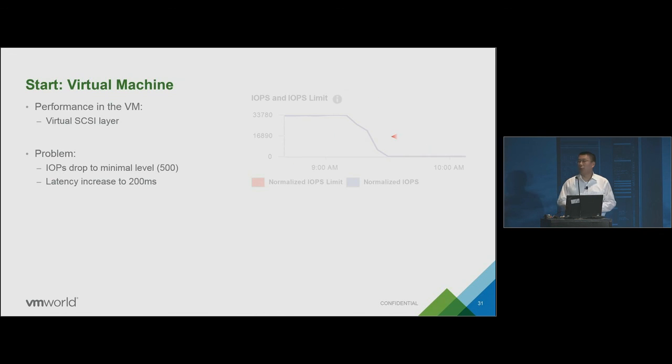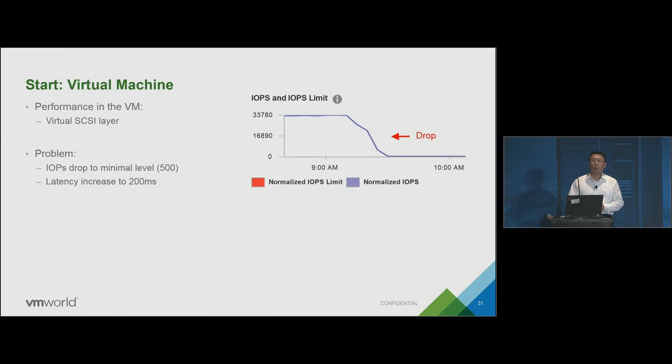Now let's do the performance troubleshooting. Remember, we always start from the top layer available in the Virtual SAN architecture. In this case, we start from the virtual machine. We look at the virtual SCSI layer statistics. We find the IOPS drop is present.